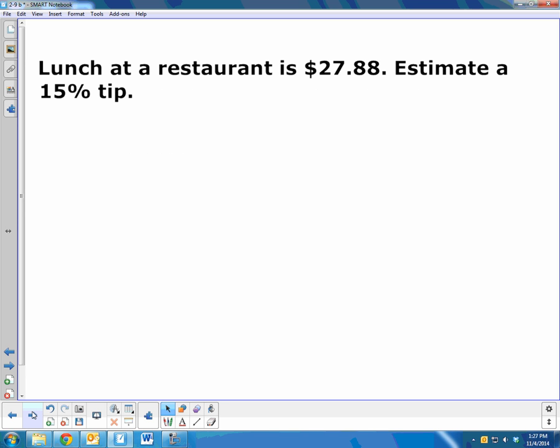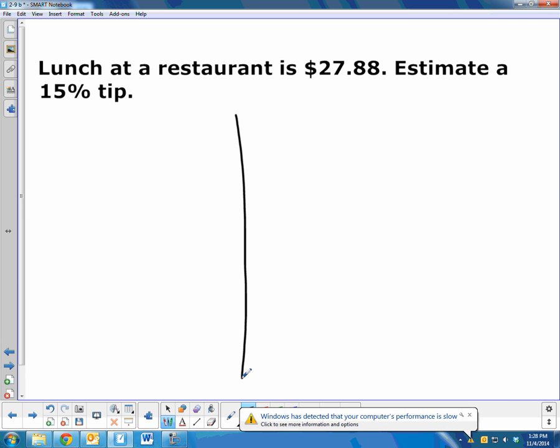So lunch. Again, you went out to lunch at a restaurant. Your final bill comes to $27.88. So you got a sandwich and a drink and a dessert. We want to figure out the 15% tip. Now, there's a couple ways to do this. I'm going to show you both ways. One way is to do the strict algebra and figure out exactly what 15% of $27.88 is.